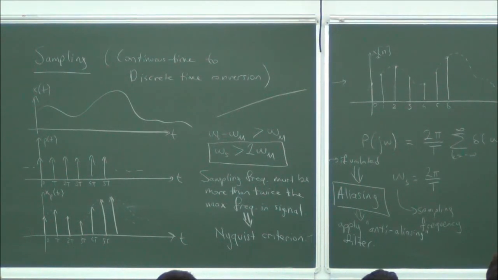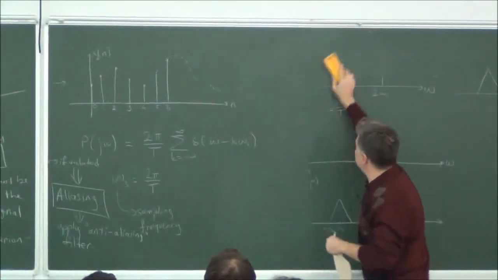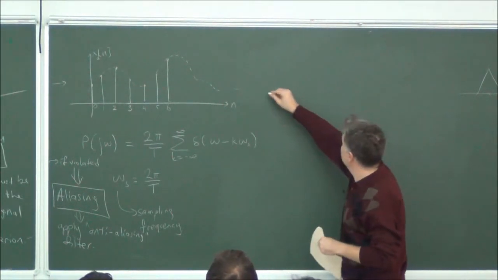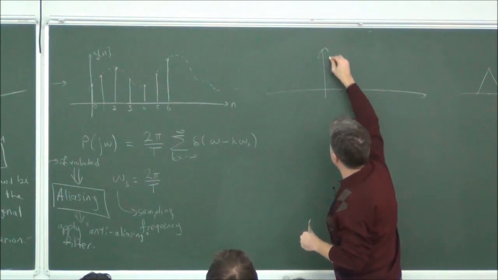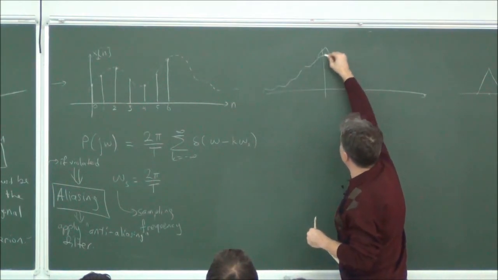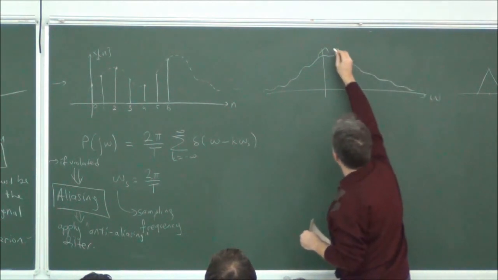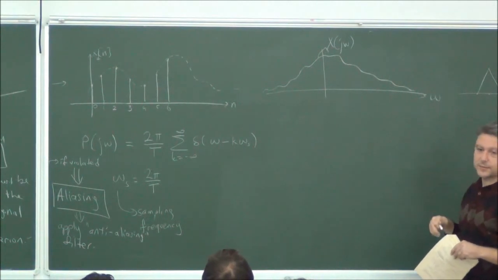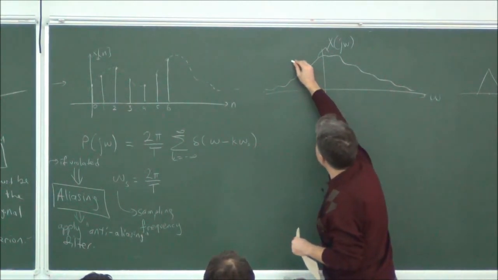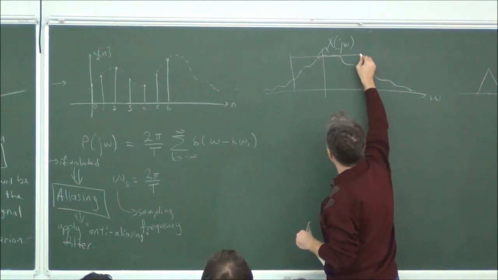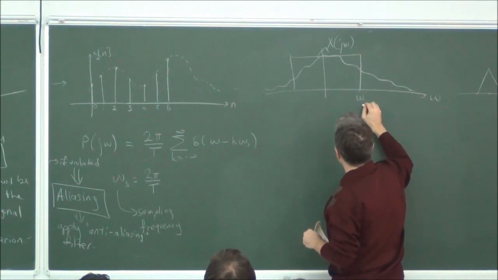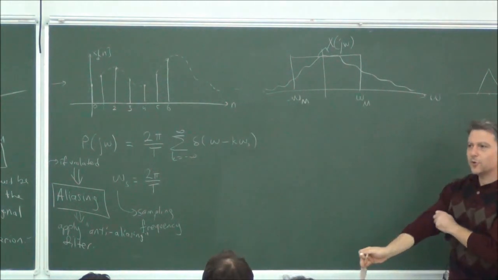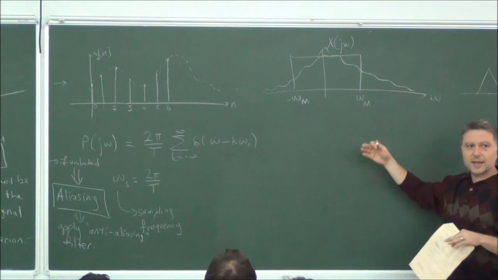Let's erase from here. If your signal has a relatively large bandwidth, like this, and this is your signal's Fourier transform, then you must first apply a low pass filter to that and restrict it between minus omega m and omega m. But how are you going to choose this omega m? What is the anti-aliasing bandwidth?